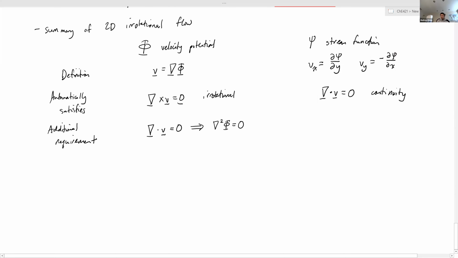The stream function automatically satisfies the continuity equation. But then in order to make this an irrotational flow, we need to impose this additional requirement that the curl has to be equal to 0. If we do that, then that again implies a new partial differential equation that we have to solve, which turns out to be the same differential equation that we had before for the potential function, okay?